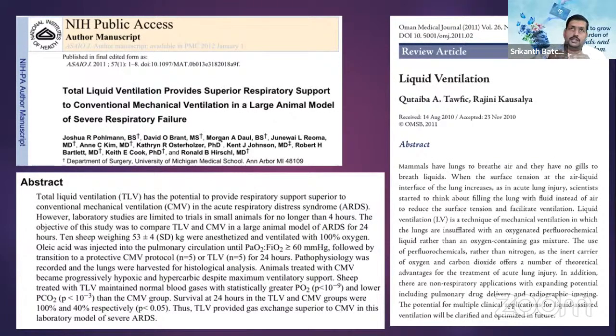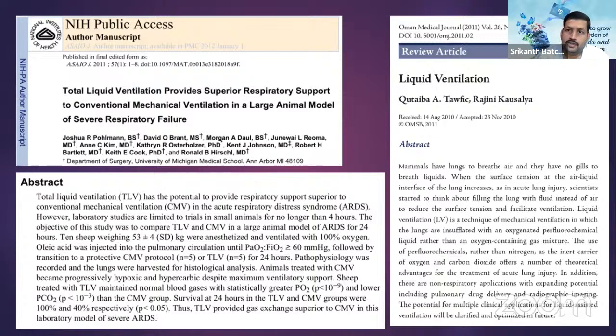So in partial liquid ventilation, you fill the lungs with perfluorocarbons to an extent below the residual volume. You first inject them, and over that you do gaseous exchange with a normal conventional ventilator. That is partial liquid ventilation, and there are several human trials with partial liquid ventilation. Then comes total liquid ventilation.